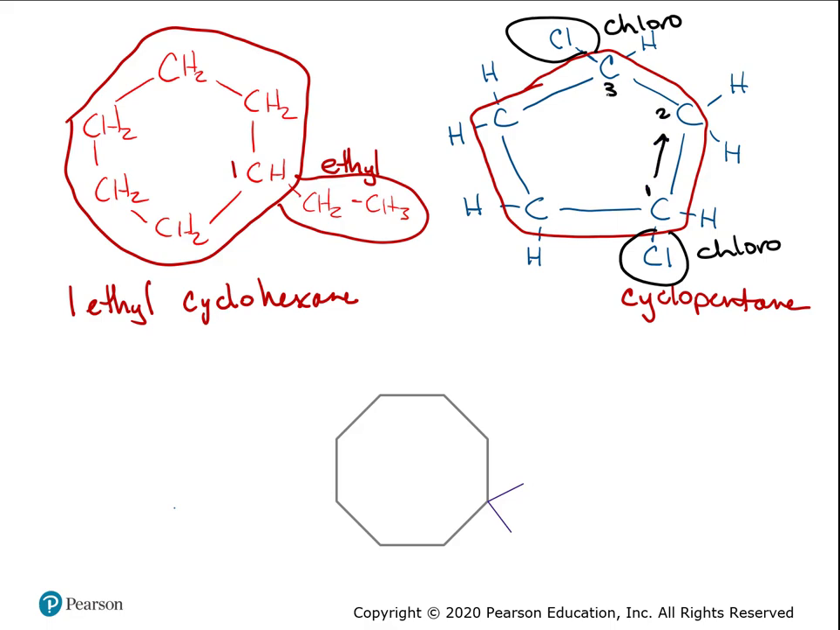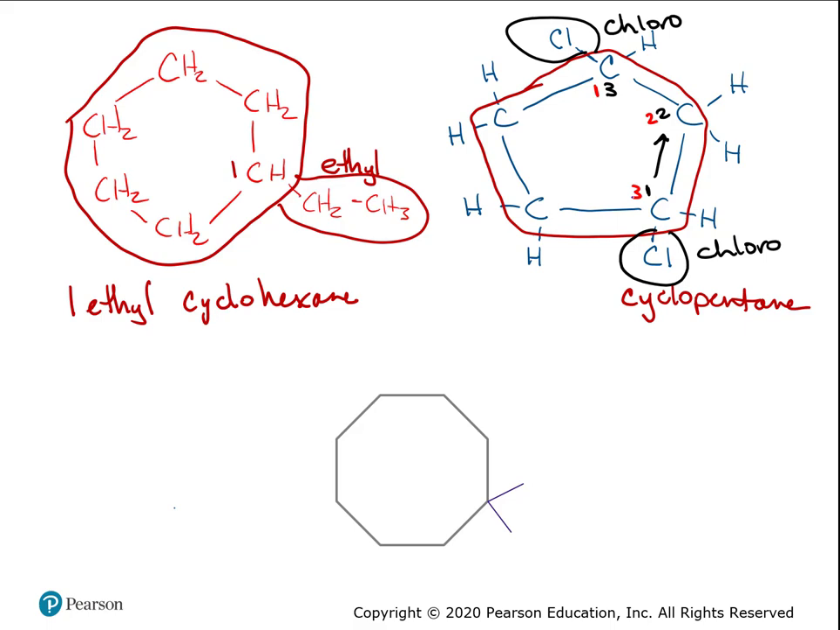See, if I went clockwise, then my second chloro would be on carbon 4. So I always want to number towards the closest non-hydrogen group if there's more than one. If there's only one, it's 1. But if there's 2, then you want to start numbering so that you get the lowest possible numbers. And you notice if I had numbered it the other direction, would that have changed my answer? If I said this one's 1, 2, 3, do you notice that that wouldn't change it?